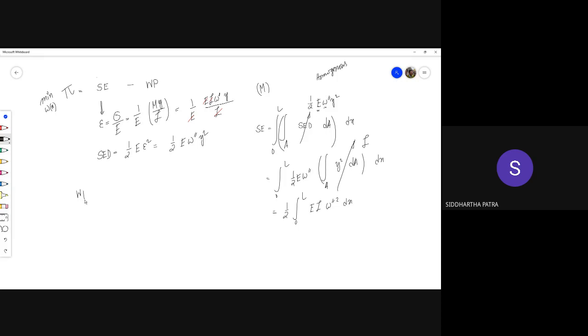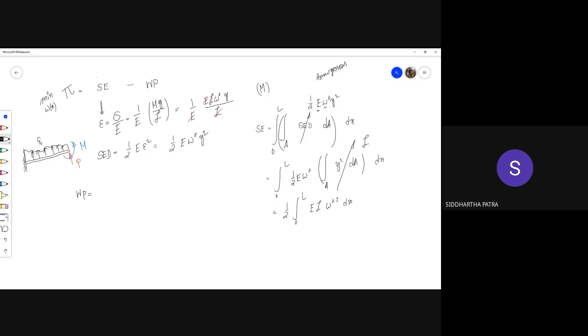And work potential, remember, there are three types of loading. I'm still assuming a cantilever beam. So in that you have an arbitrarily distributed load. So you'd take this convention, whatever is pointing upwards is positive. And then at the tip, you have a concentrated force P and a concentrated counterclockwise moment M. So this is the expression for the work potential.